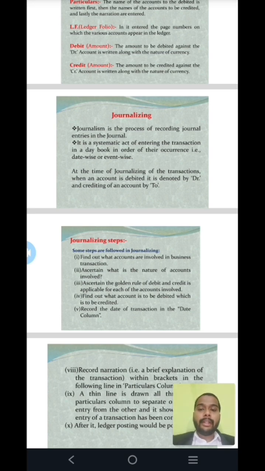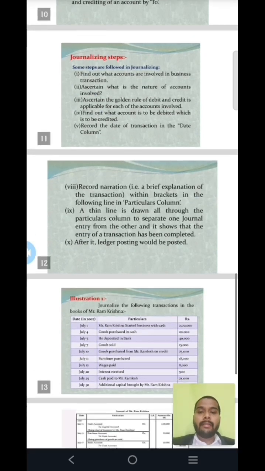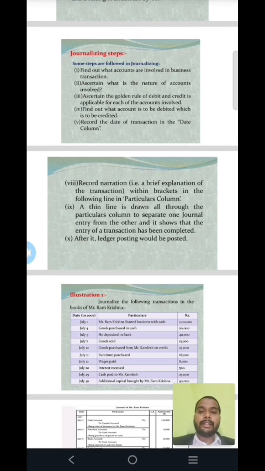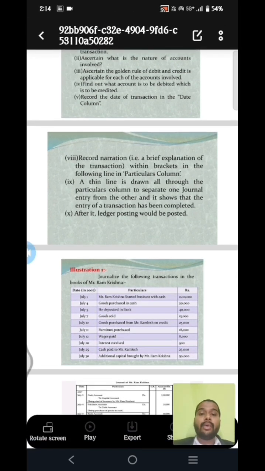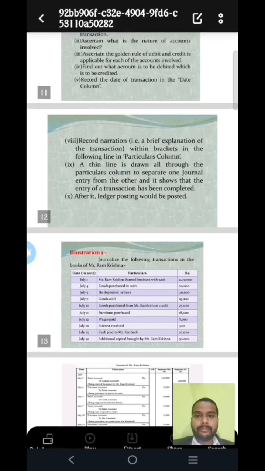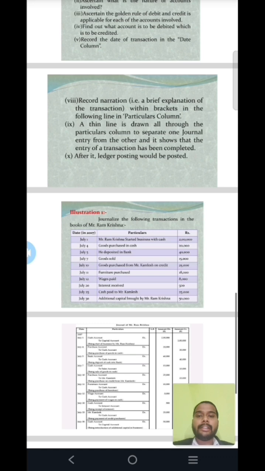Journalizing is the process of recording journal entries in the journal. The journalizing steps: first, find out what accounts are involved in the business transaction and ascertain the nature of the accounts involved. Third, ascertain which golden rule of debit and credit is applicable. Then find out which account is to be debited and which account is to be credited, and record the date of the transaction in the date column.